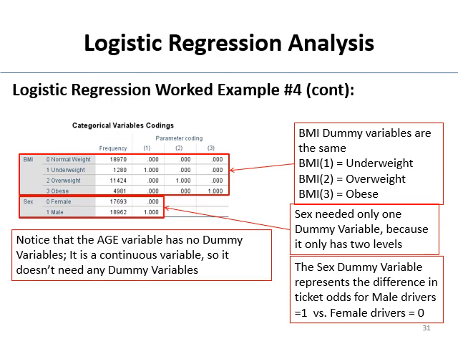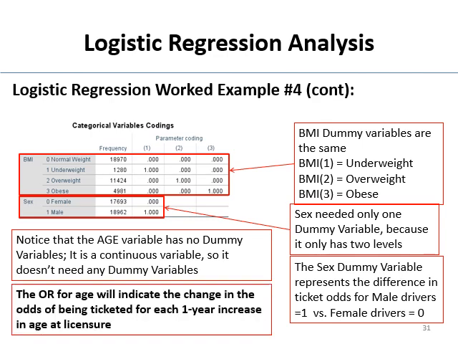So note that age doesn't have dummy variables. Don't make dummy variables for continuous variables. You don't need them. You just throw them in the model and let it go. Okay. So what does the odds ratio then for age mean? Well, it indicates the change in the odds of being ticketed for each 1 year increase in your age at licensure. So what's the change in your odds of getting a ticket for every one year older you are when you get a license? So let's try to interpret this.